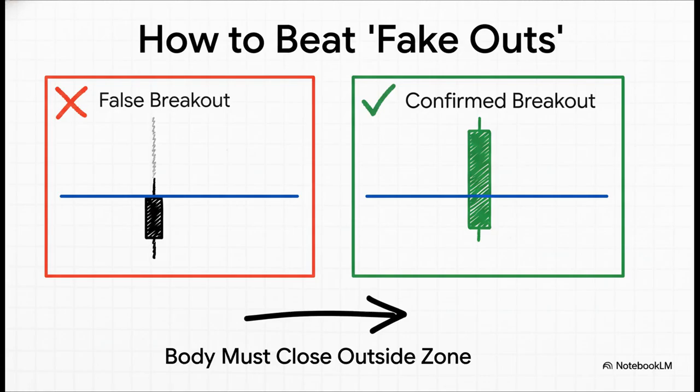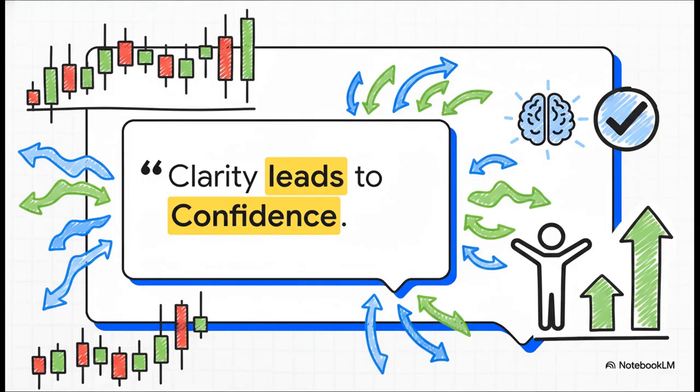So here's how it works. Remember how the body of the candle represents the average price? Well, because of that, you get a much more reliable signal. For a breakout to be legit, the average price, the candle's body, has to actually close outside your zone, not just some fleeting random wick. That one simple rule forces you to wait for real confirmation, and it stops you from jumping into those false moves.